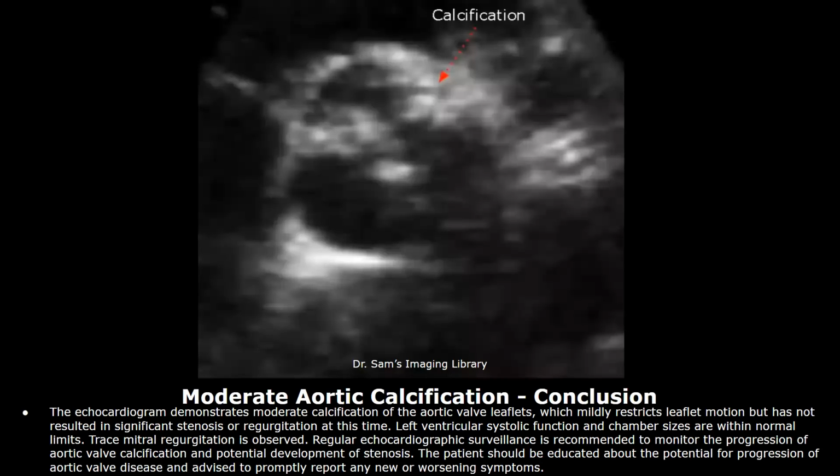Regular echocardiographic surveillance is recommended to monitor the progression of aortic valve calcification and potential development of stenosis. The patient should be educated about the potential for progression of aortic valve disease and advised to promptly report any new or worsening symptoms.